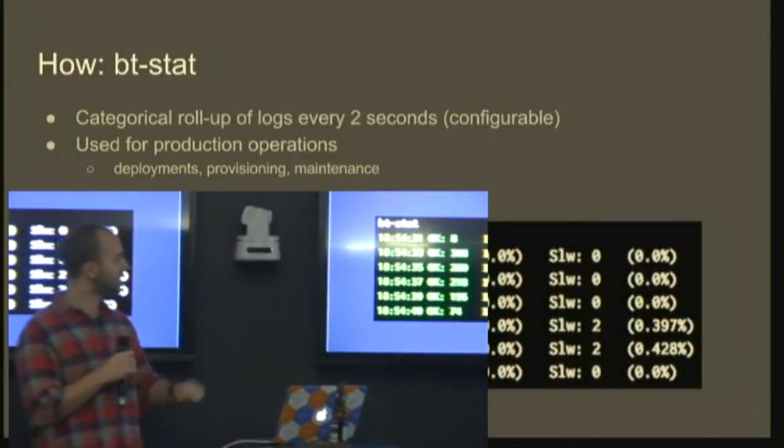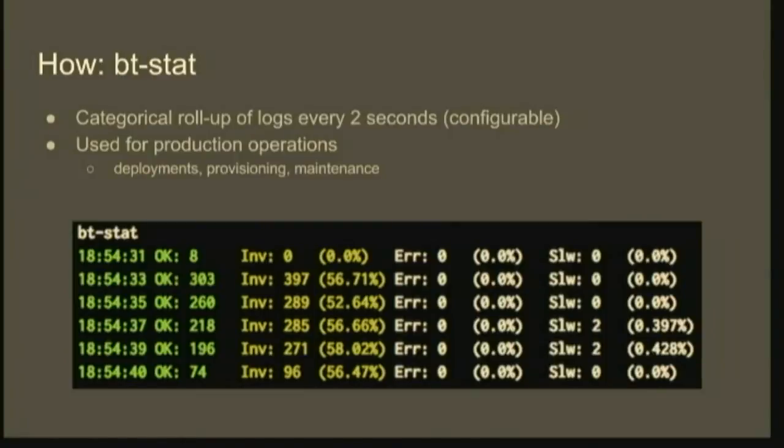One thing that we've baked into that, actually right here, is BTstat. When we're doing production operations, such as deployments, provisioning, maintenance, things like that, this gives us a roll-up of the requests that have come in. It's a pretty sweet tool that some people worked on here.